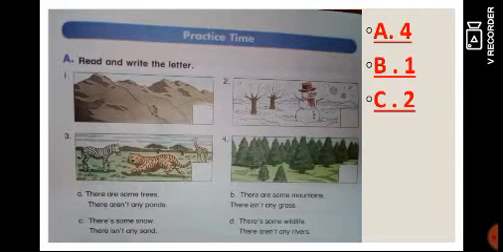C with 2. There is some snow, there isn't any sand. D with 3. There aren't any rivers, there is some wildlife.